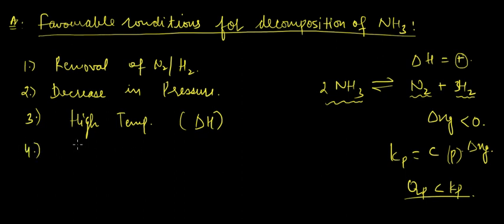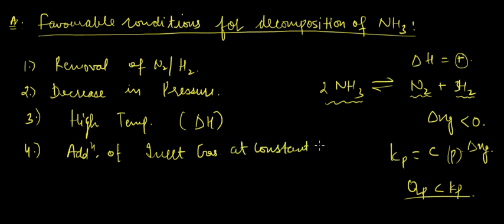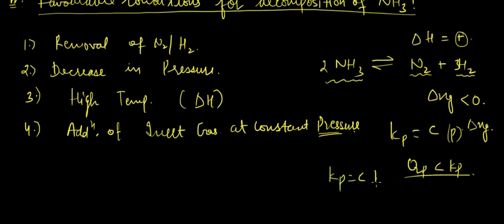Fourth is, we can have addition of inert gas, okay, at constant pressure. So what will that mean? That will simply mean that if we are having constant pressure, then we know that Kp can be written as C times P upon total moles. So I didn't write P upon n here, because total moles in this case were not changing. But when we write something like P upon n, n is the total moles, not temperature, to the power delta Ng.